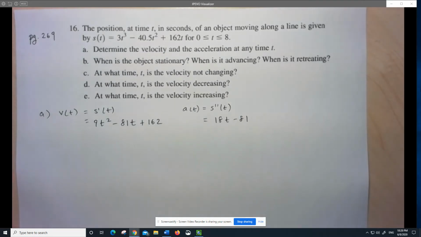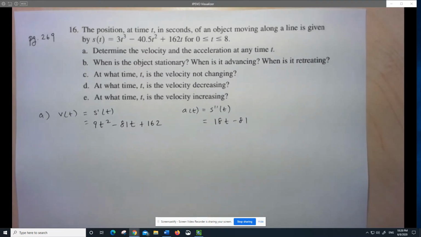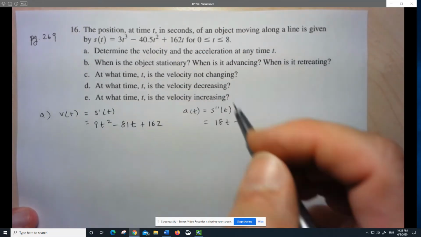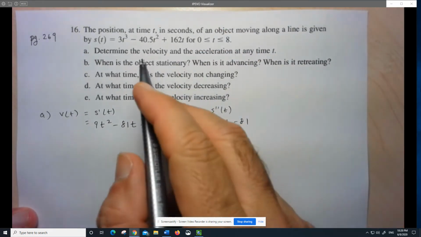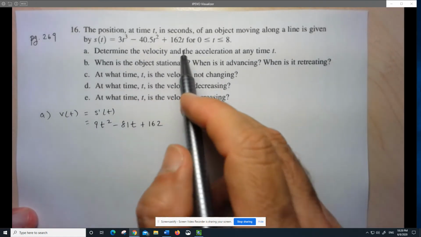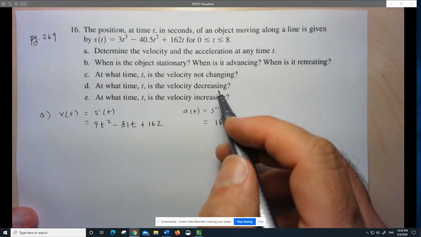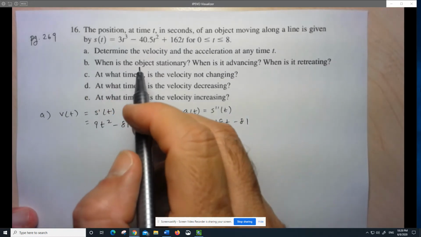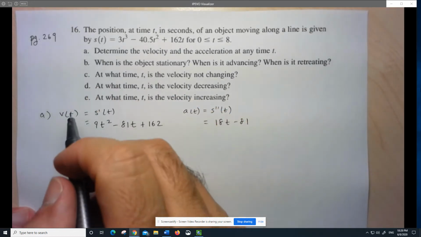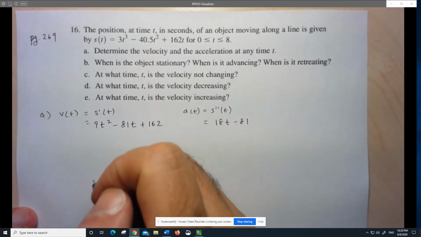All right, and we can now move to B, where it asks when the object is stationary, when it's advancing, when it's retreating. Now this is an object moving along a straight line. So we know that it's going to be stationary, in other words, at rest, when the velocity is equal to 0, because the position's not changing.